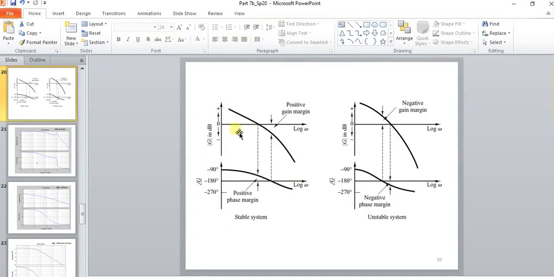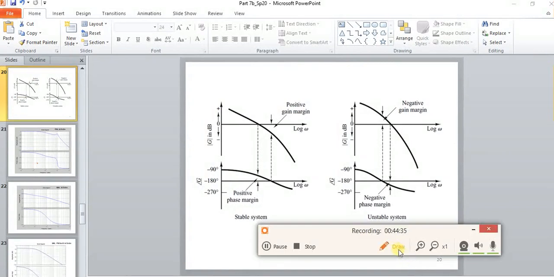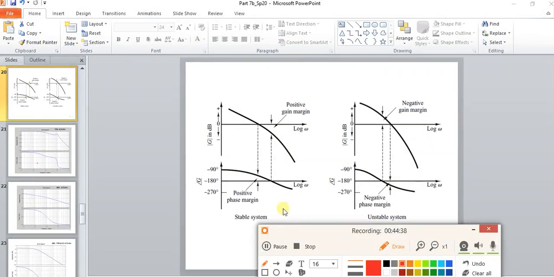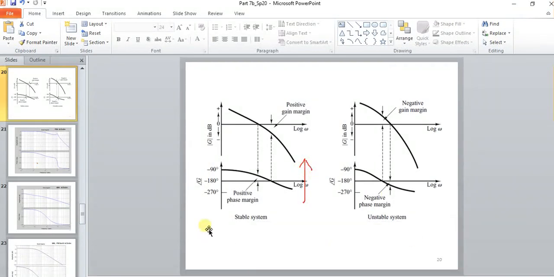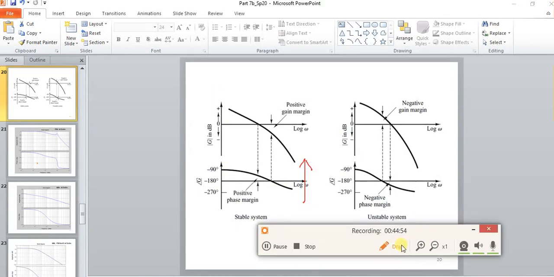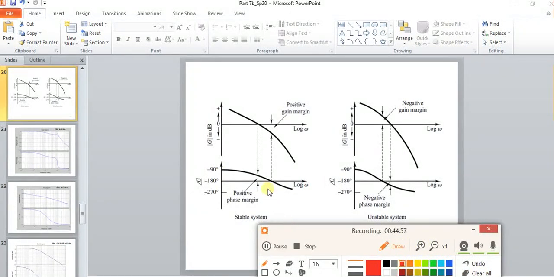So this is what we mean by positive gain margin and negative gain margin. First of all, to find the gain margin, you have to start from the phase plot. Let's assume this is the phase plot in the Bode diagram. This is the place where the Bode plot crosses the minus 180 line. Here is where it is crossing.